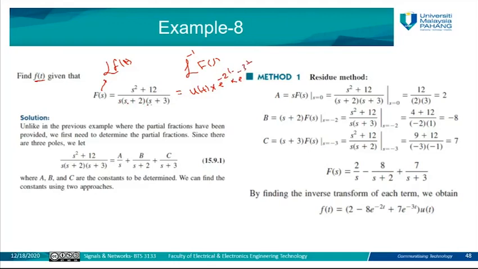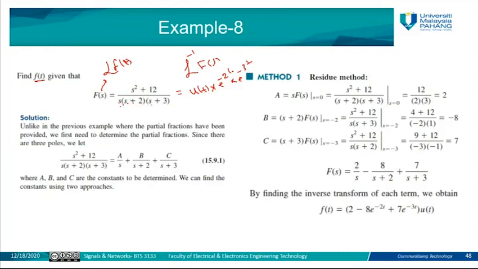Even though these variables are there, you can find a similar form of the function in the table, but you cannot apply the inverse Laplace to a function which is multiplied. So you have s times (s plus 2) times (s plus 3), and you also have a numerator here. So how can we find this inverse Laplace? We need to apply the partial fraction.